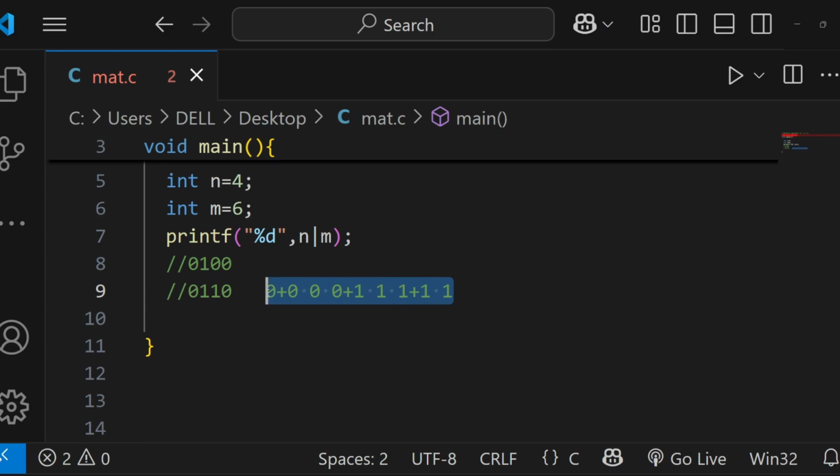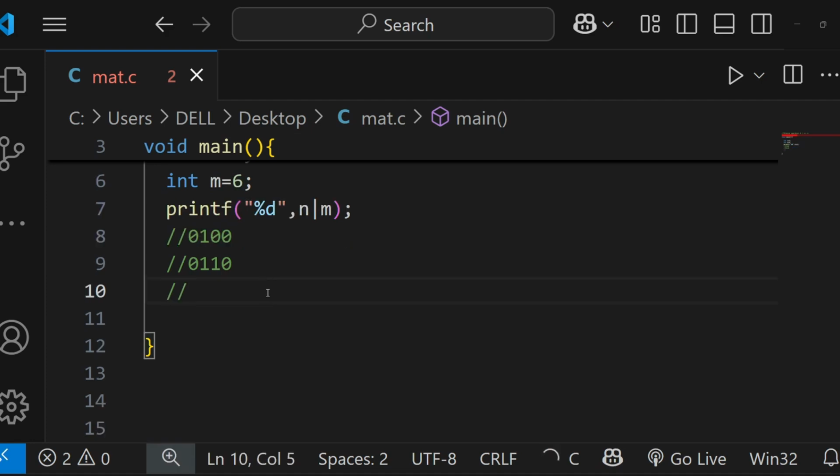Okay. Now considering this, what will be the result? We say 0 plus 0 is 0, 1 plus 1 is 1, 1 plus 0 is 1, and 0 plus 0 is 0. If you remember which decimal value this binary form corresponds to, that we have already worked with, that is 2 plus 4. So it will give you the value 6. That's the reason it is giving you the value 6.